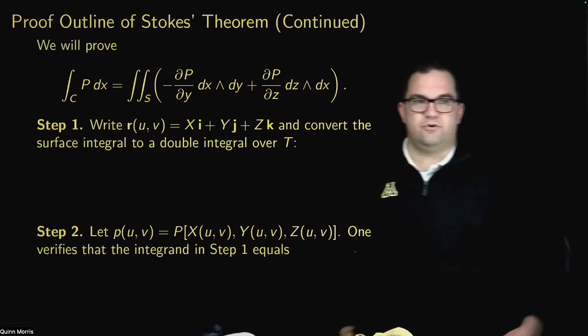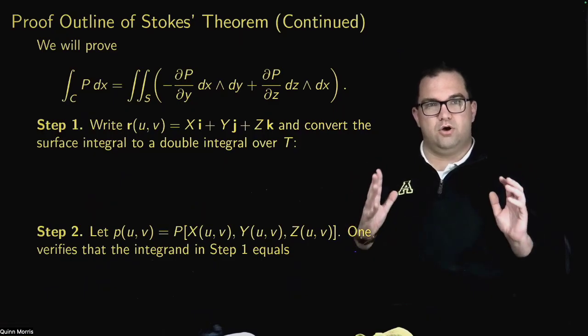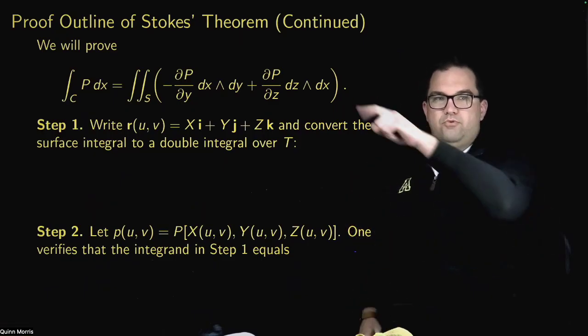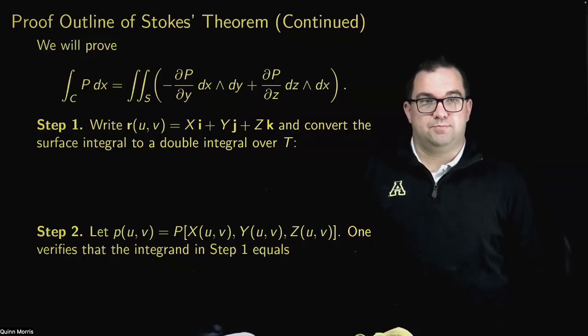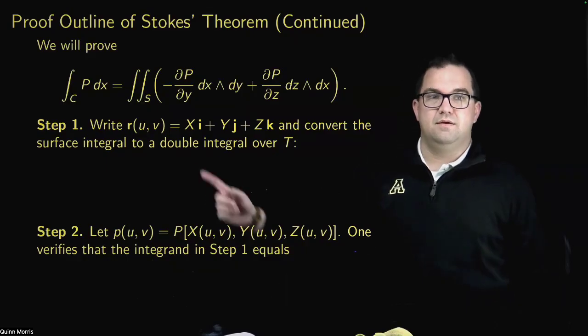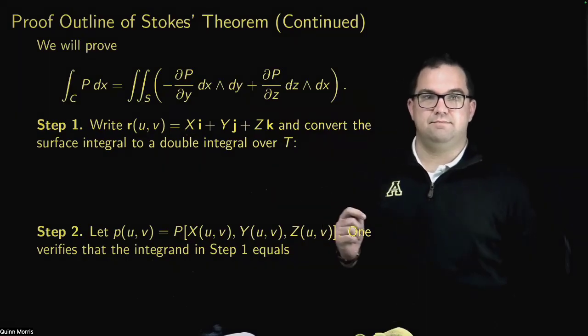So I've outlined it here, so we'll just go step by step. We want to prove this. The first thing I'm going to do is express my parameterization. Just call r of u, v, it's going to have components x, y, and z.